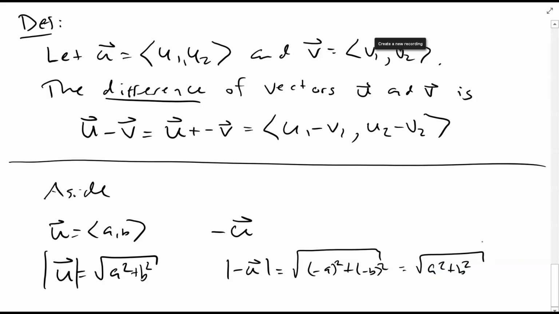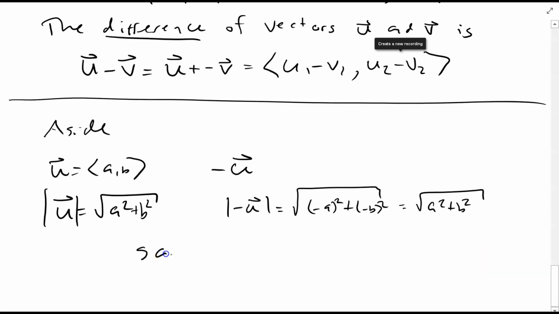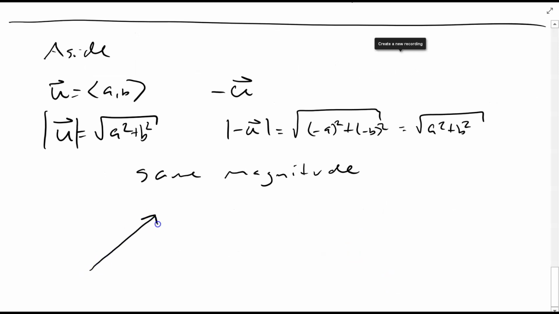So what's the difference between a vector and its inverse, or additive inverse? It has to be the direction. So these two have the same magnitude. If this is vector u here, what's negative u going to look like? It's going to be the same length, but the opposite direction.